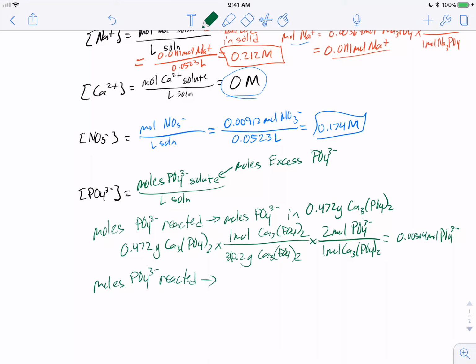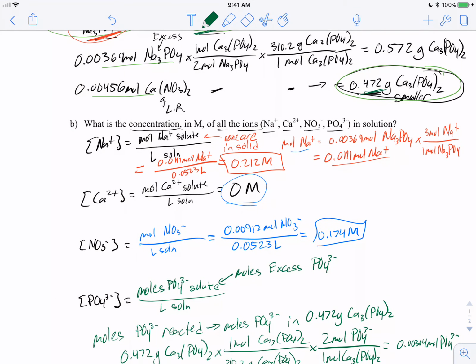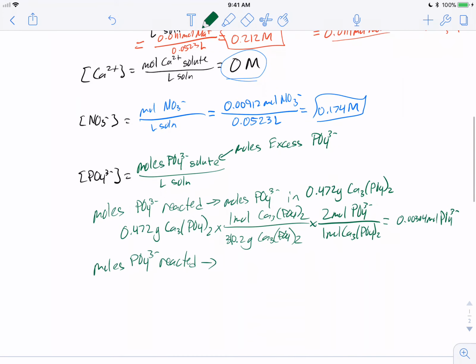Now the other way that we can determine the moles of phosphate that is reacted is we could go ahead and we could look at our limiting reactant, right? Our limiting reactant is this 0.00456 moles of calcium nitrate. And from that, we could say, well, how many moles of phosphate would be needed to react all that, right? And that would be using our mole ratio. And we'd see it end up being the same number.